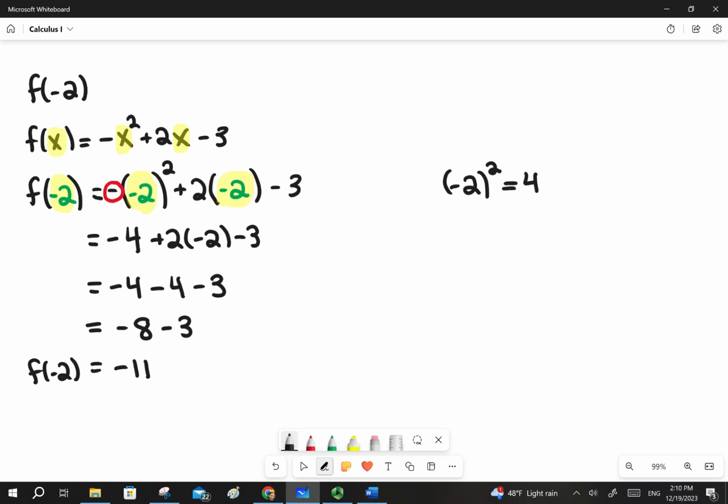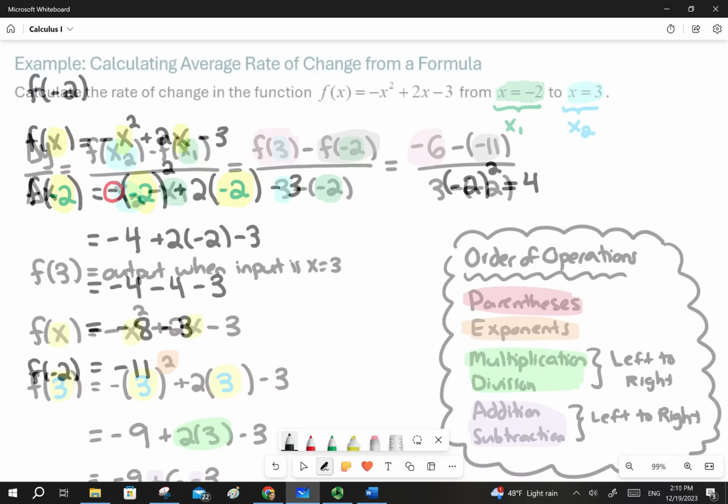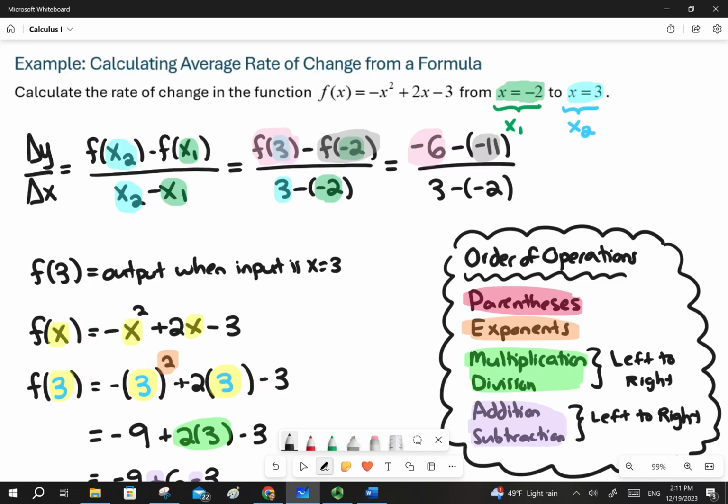Finally, we have the values we need to calculate the average rate of change. F of 3 minus f of negative 2 over 3 minus negative 2 is negative 6 minus negative 11 over 3 minus negative 2. Subtracting a negative becomes addition. So this is negative 6 plus 11 over 3 plus 2, which is 5 over 5, which is 1.